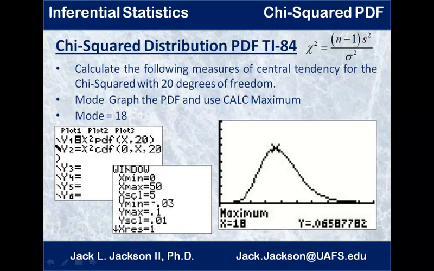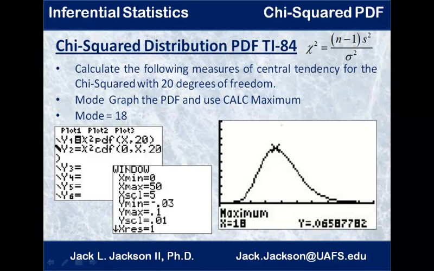Okay, what about the mode? Well, the mode is the x value of the maximum point. The calculator has a way to calculate a maximum, so we're just going to use that technique. Again, I've graphed the chi-square PDF from x, 20, which is the PDF.